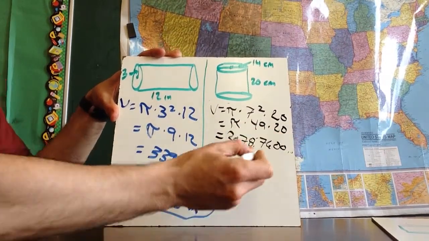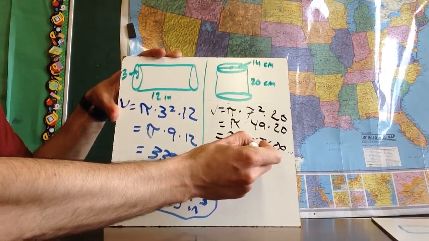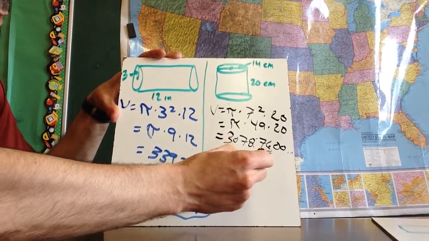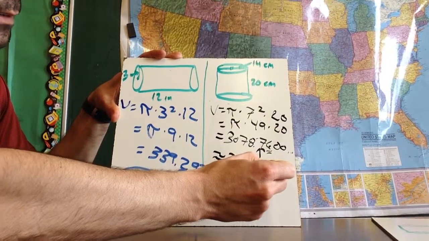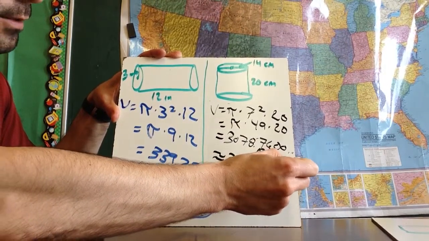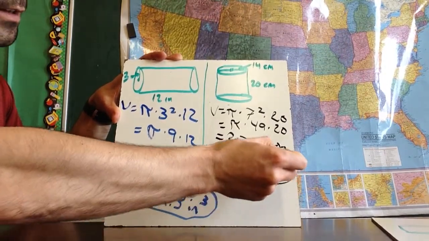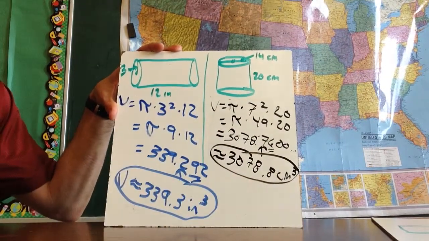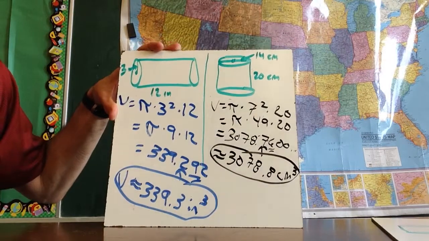And then that times pi gives me 3078.7600 dot dot dot. This 6 tells me that I should round up on the 7, so that means I'm looking at approximately 3078.8 cubic centimeters. Right, so make sure that you either are writing cubic centimeters or you've got the 3 there to represent the cubic part.